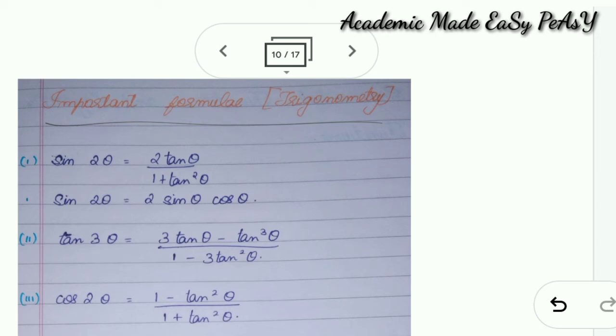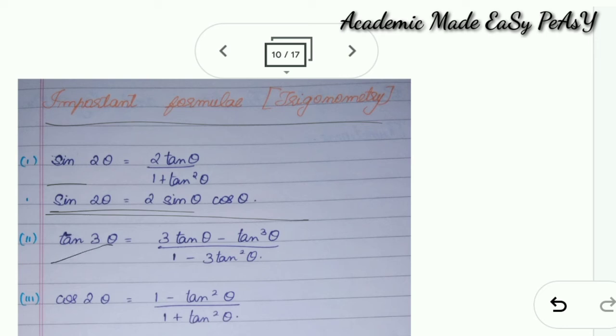So first one, it is sine 2 theta. Sine 2 theta equals 2 tan theta by 1 plus tan square theta, and sine 2 theta is also equal to 2 sine theta cos theta, which we already know. If you want any tricks, you can just see the 11th standard trigonometric functions formula video. That video is given in the suggested videos as well as in the description box. If you have any doubts, you can just watch that.